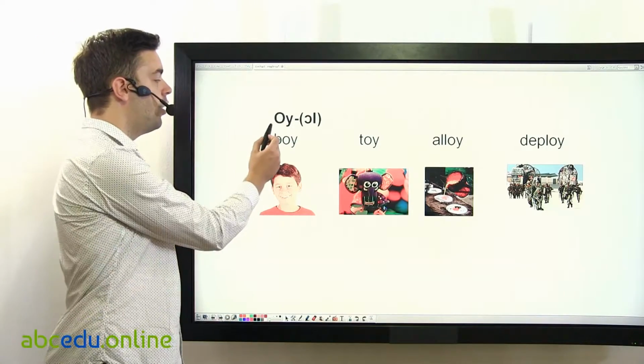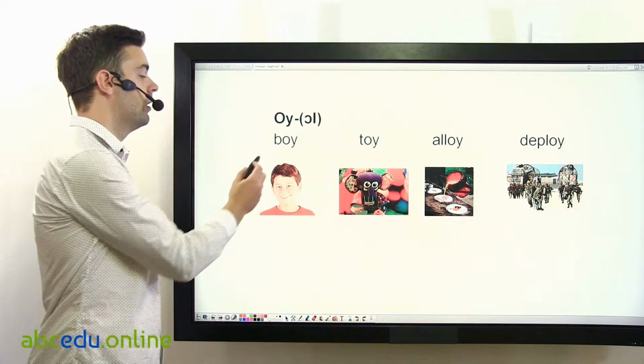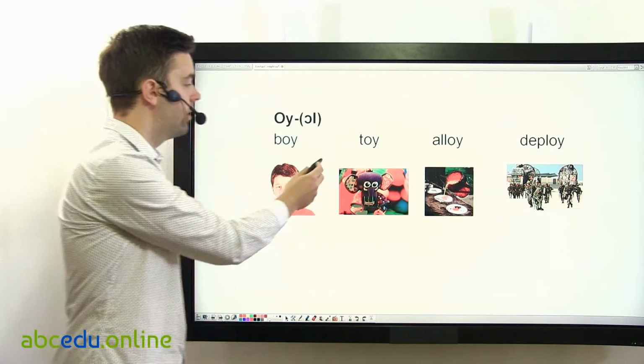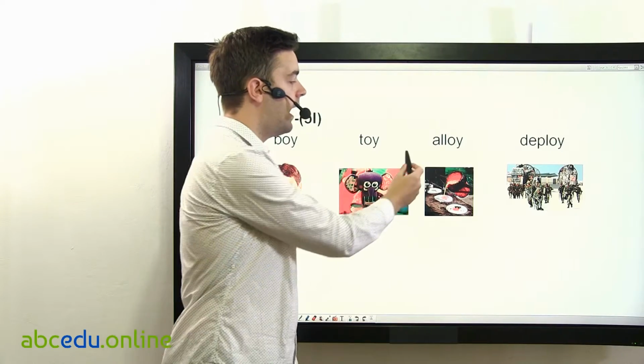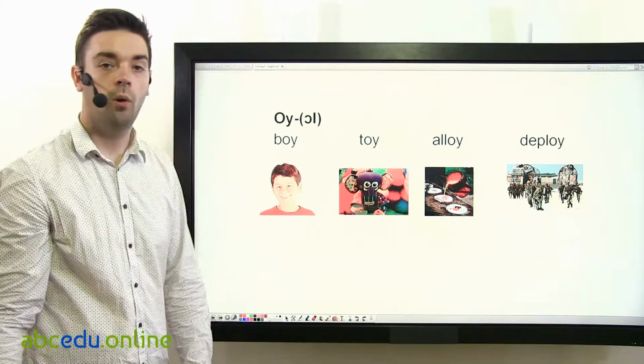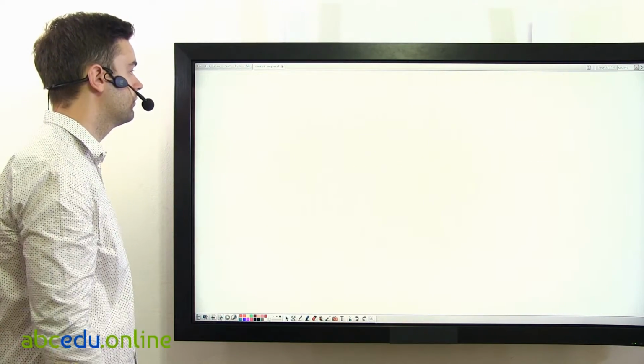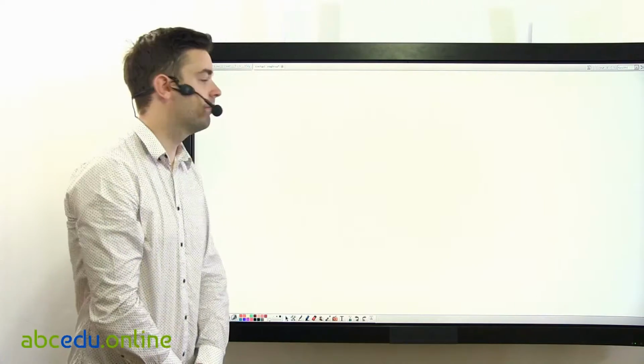When you join O and Y, you get an oi sound. So boy, toy, alloy, and deploy. And that's everything. Thank you very much.